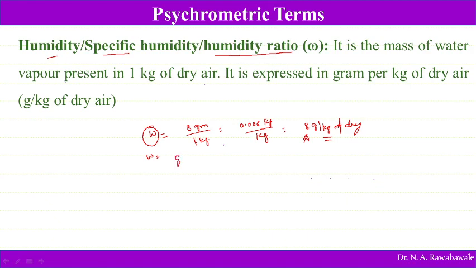And the unit of that is grams per kg of dry air. Sometimes it is written as dry air, DA, or completely dry air. So this is the next definition of humidity.